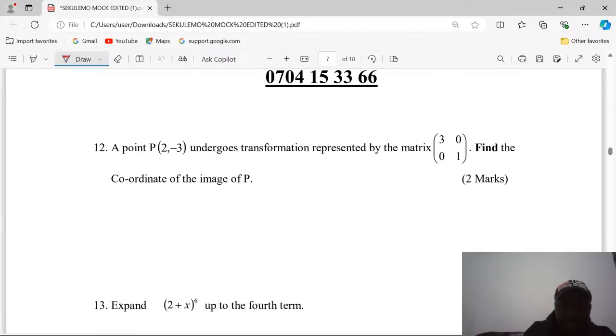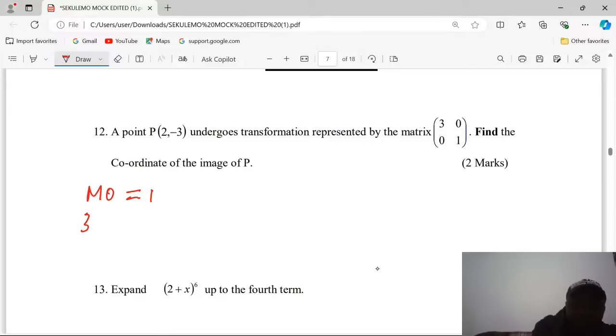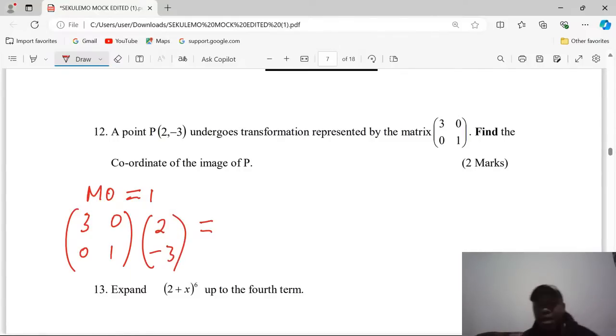For us to get the coordinates, we should know that a matrix multiplied by object should give us image. The object should be written as a column vector of the coordinates. So we are starting with 3, 0, 0, 1. Then we have the object now, whereby we change it to a column vector. Now we carry out multiplication, row multiplied by column, row times column.